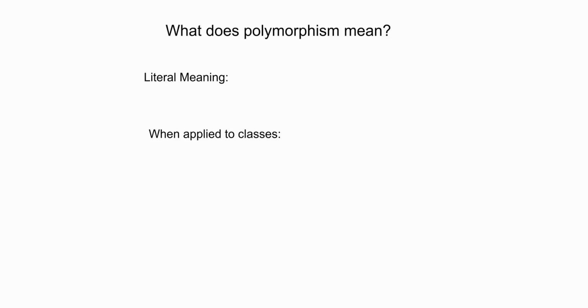So we're back here with Professor Rob Robson, and today we're going to talk about polymorphism. That's a pretty big word. What exactly is polymorphism, Rob? Well, polymorphism means that we've got the same thing with different forms, and that is the literal meaning of it.